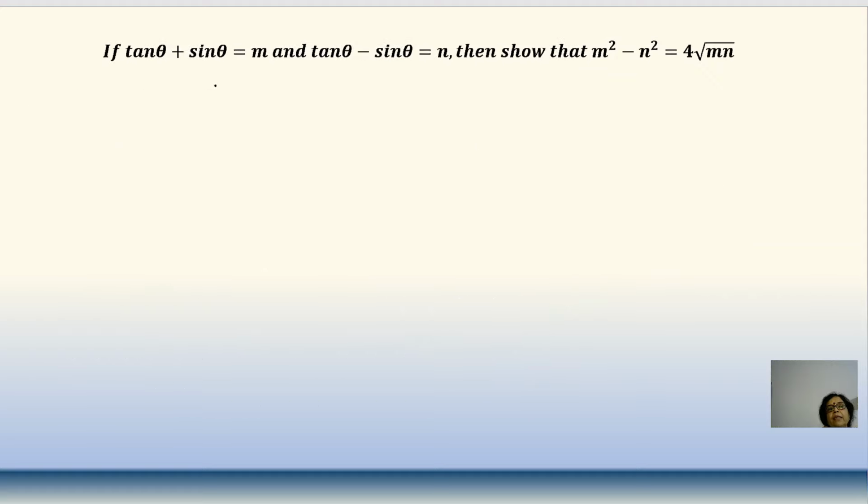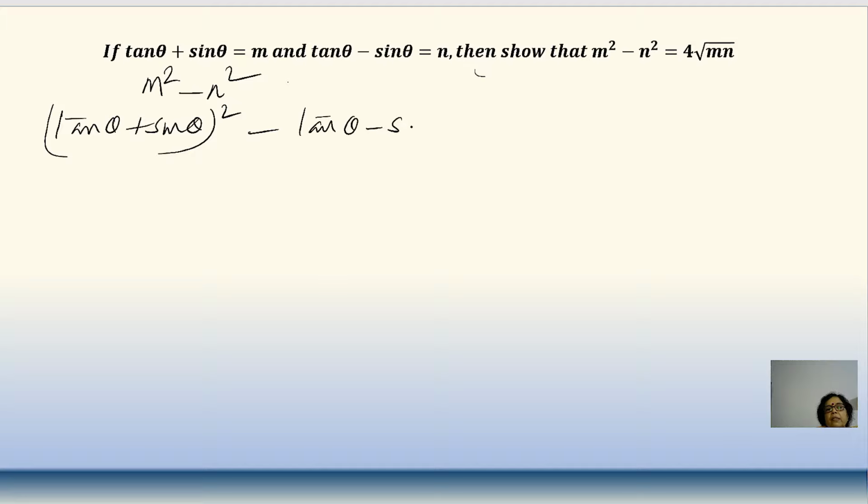Next question is, tan theta plus sine theta is m and tan theta minus sine theta is n. Then show that m square minus n square is 4 root mn. So this can also be done in different ways. I'll start from here, m squared minus n squared. Now what is m squared minus n squared equal to? This will be equal to tan theta plus sine theta whole square minus tan theta minus sine theta the whole square. So this becomes, expand this using a plus b the whole square.